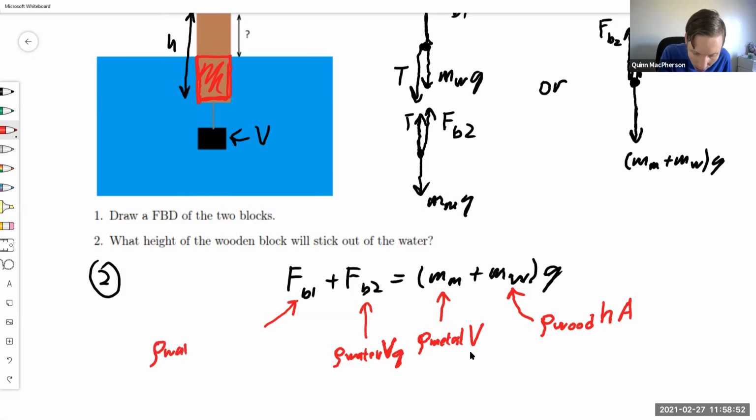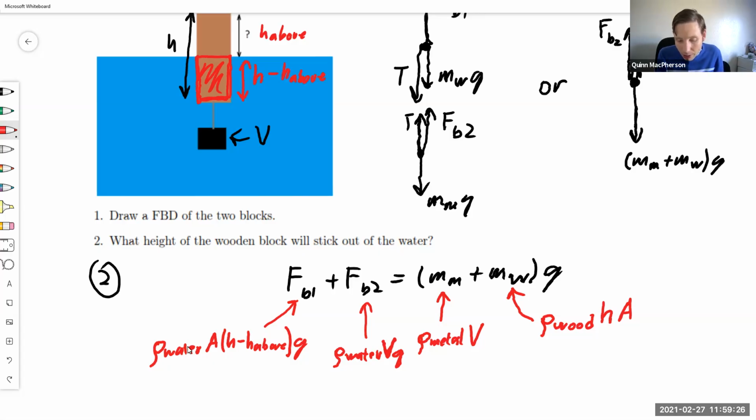So that buoyancy force is rho water times the volume, which is, let's write this, volume is area times h minus h above, where h above is the thing we're trying to find, times g. So rho times volume times g, where volume is area times the difference in heights. If this is h above, then this here is h minus h above.